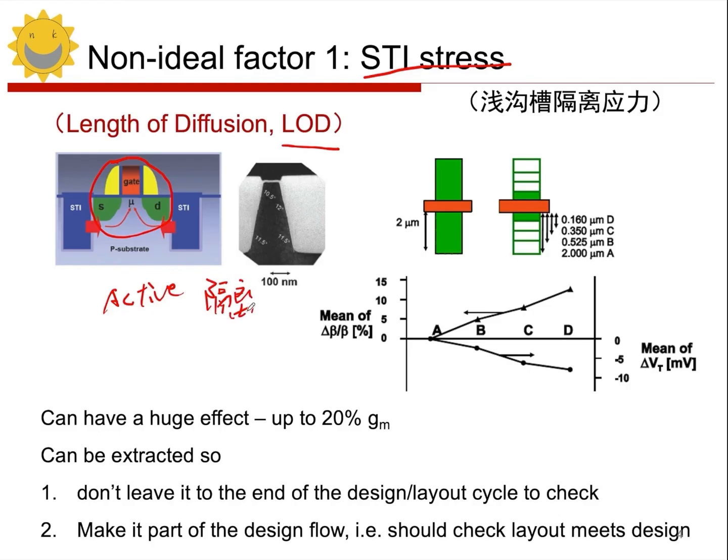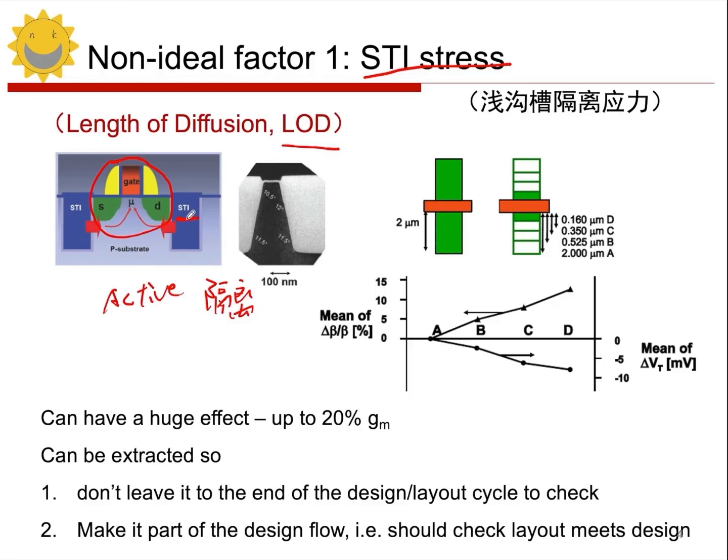But in today's advanced processes, we use shallow trench isolation, or STI. This means that outside the active region, we fill it with this STI material, which is an oxide. In other words, we dig a shallow trench and then fill it with this oxide material to create device isolation. Now, what kind of impact does this isolation method have on the device?